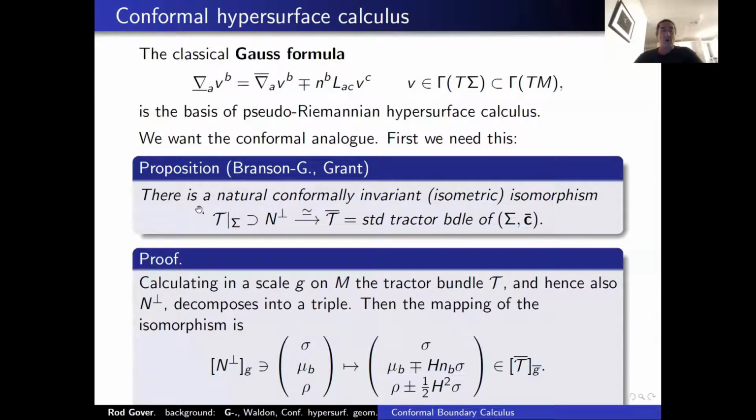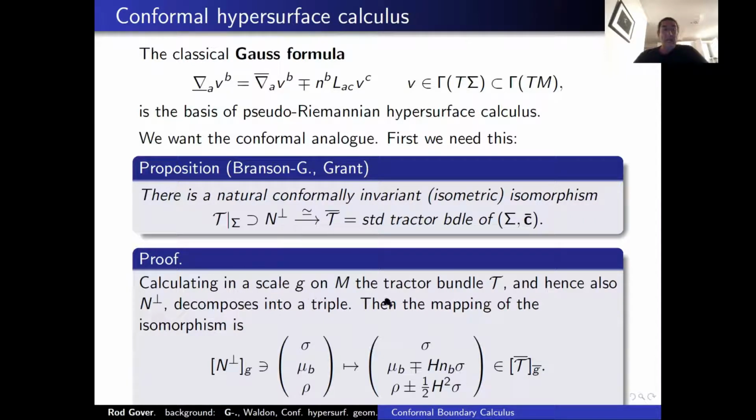Now, it turns out that this is quite easy. Along the hypersurface, you can look at n-perp, namely, you can look at the sub-bundle of the ambient tractor bundle that consists of tractors orthogonal to the normal tractor. That's what I mean by n-perp. So this sits inside the ambient tractor bundle along your hypersurface. Now that has the same rank, it's easy to see, as the standard tractor bundle of the induced conformal structure on your hypersurface. So you might hope that these are the same, and indeed there's a natural isomorphism, and I'm giving the details of this down below here.